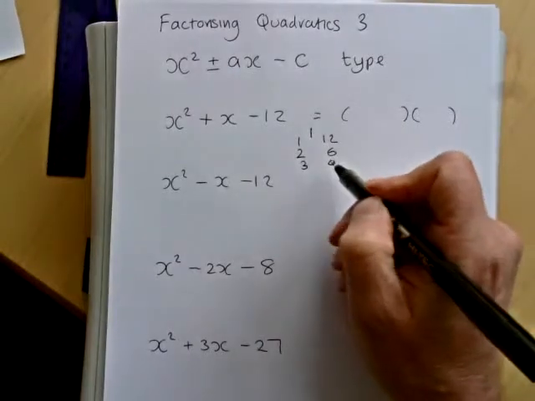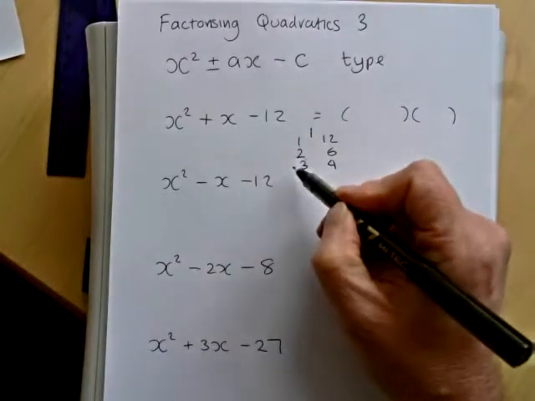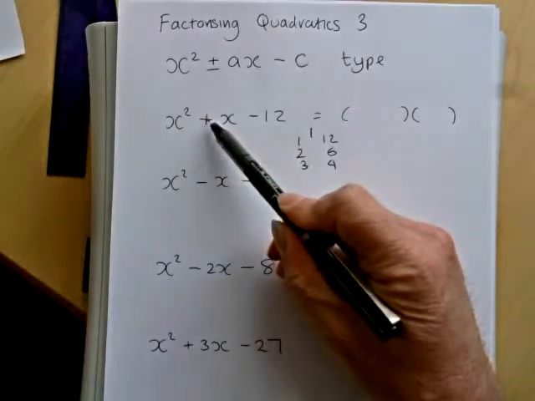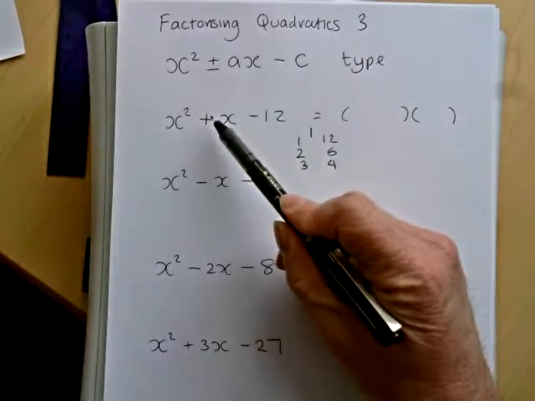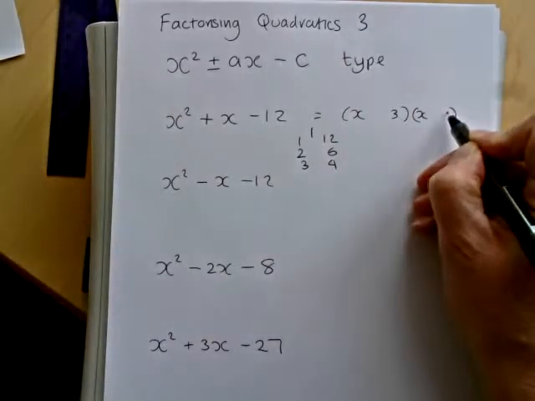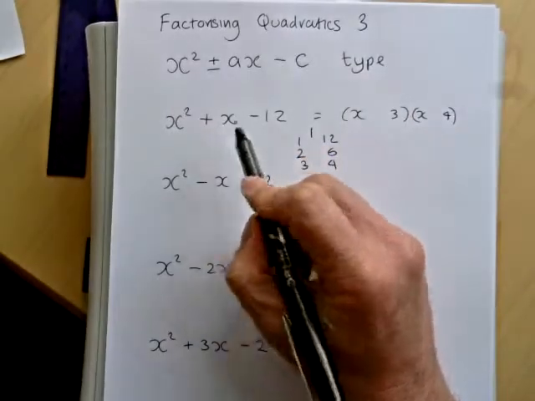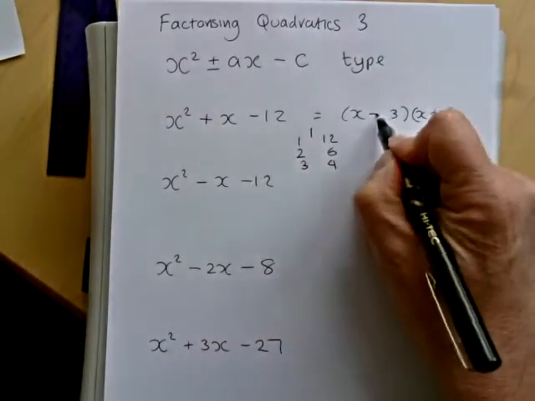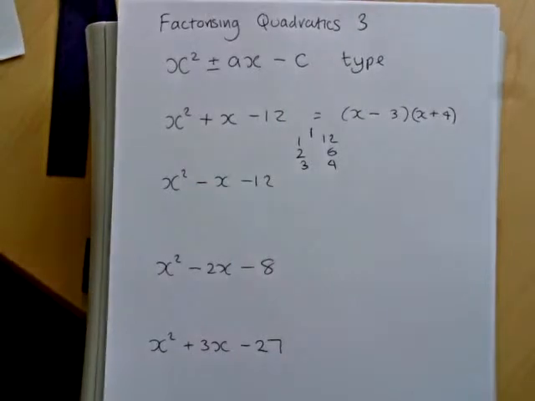The way round we do this though, you might say, well, where do I put my minus? Do I put it on the 3 or do I put it on the 4? Well, that will depend on what you want here. Now here we want plus 1x. So I'll put the numbers in, and the only way we can get plus 1x is if the larger number is positive. Okay, and again I'll show you by expanding.